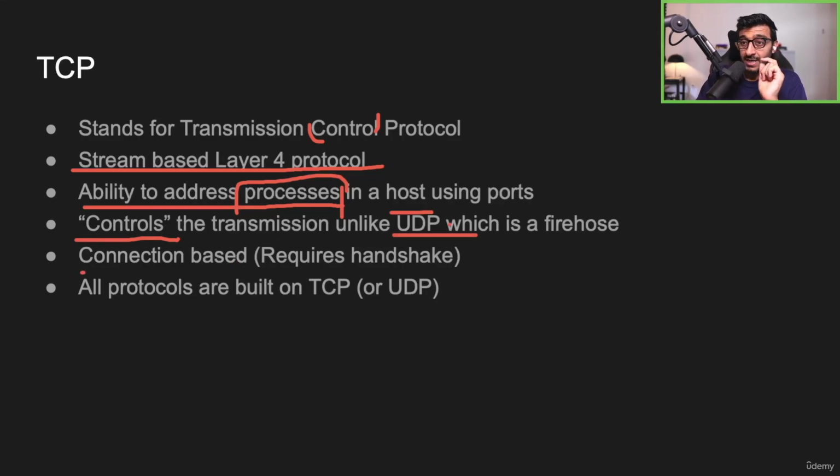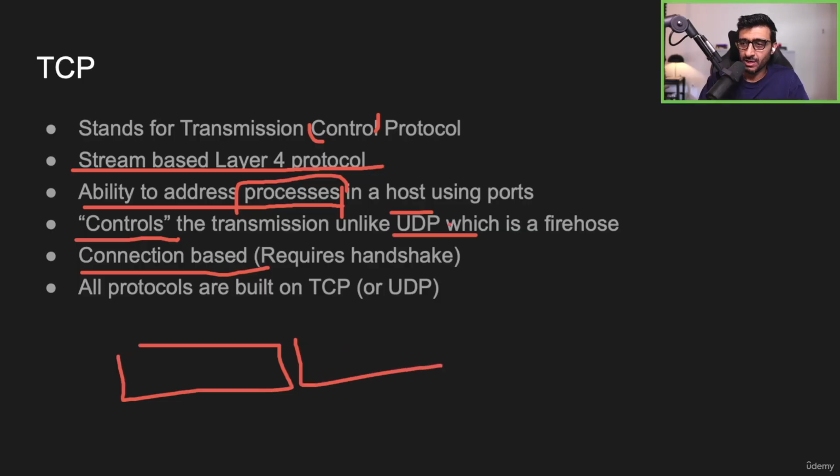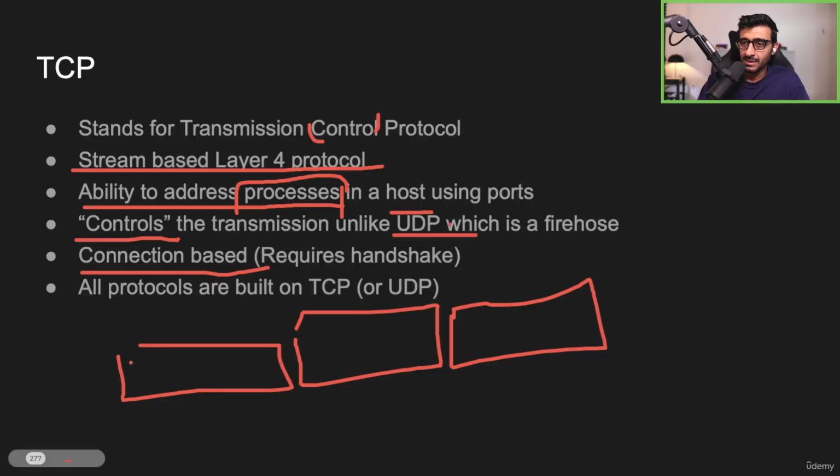And here's the thing, it's connection based. Because we segment the stream into chunks, right? The stream cannot be just sent as a fire hose of bytes. We segment it into what we call TCP segments. And then these segments have sequences on them. 1, 2, 3. It's not literally 1, 2, 3. It has to be like a little bit larger numbers.